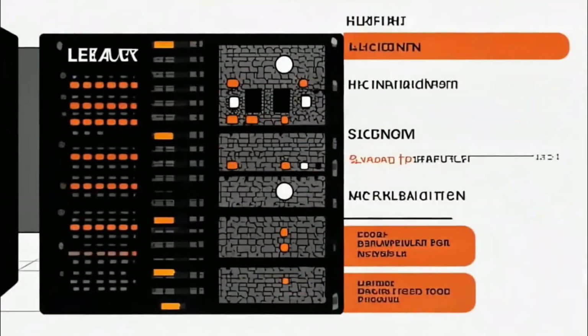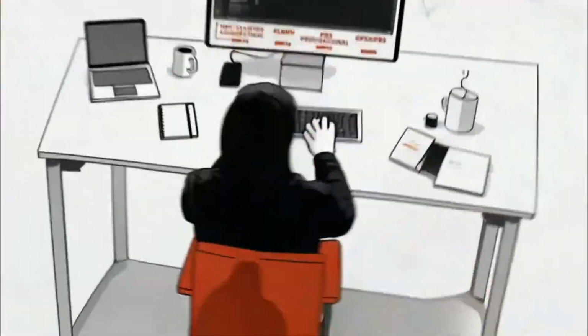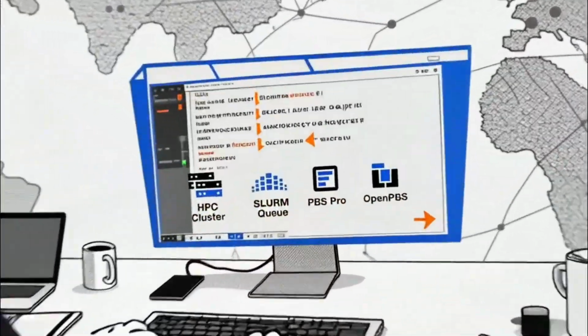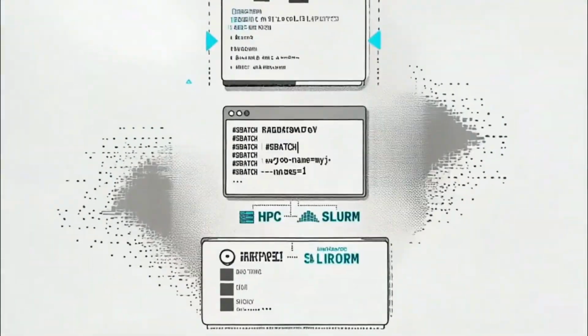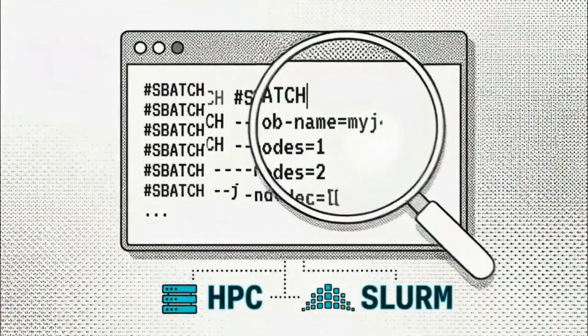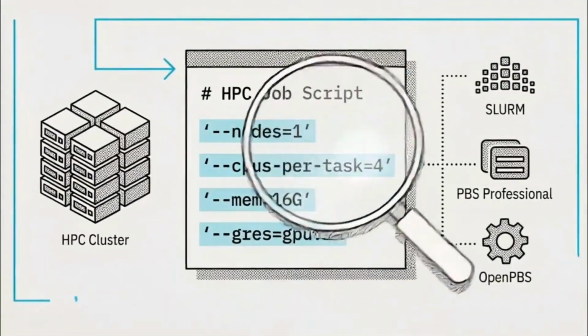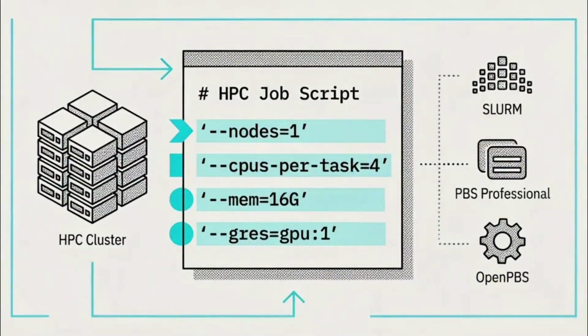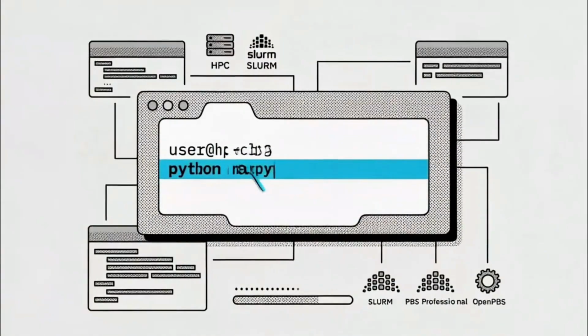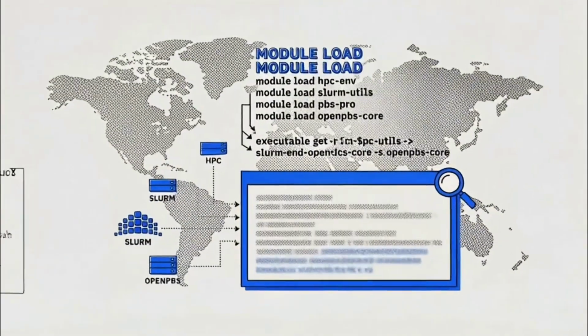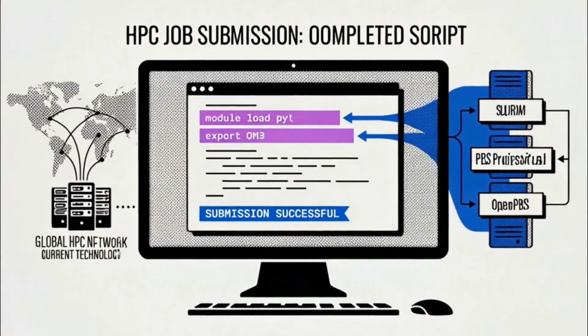A user interacts with the scheduler by writing a job script. A job script is a text file that specifies 3 categories of information. First, the resource requirements for the job, meaning the number of nodes, cores, memory, GPUs if needed, and the maximum wall clock time the job is permitted to run. Second, the commands to execute once the allocation is granted. Third, any environment setup required for the application to run correctly, including module loads and environment variable configuration.